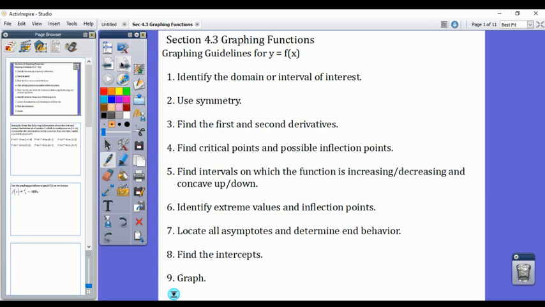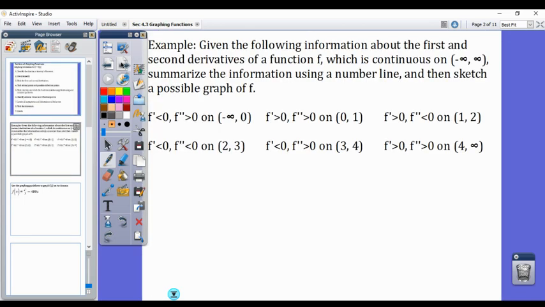this first example. So we are given information about our first and second derivative of our function, which is continuous on the interval of negative infinity to positive infinity. And we are going to use a number line to summarize all the data together and then sketch a possible graph. Okay, cool. So first, let's make the number line.